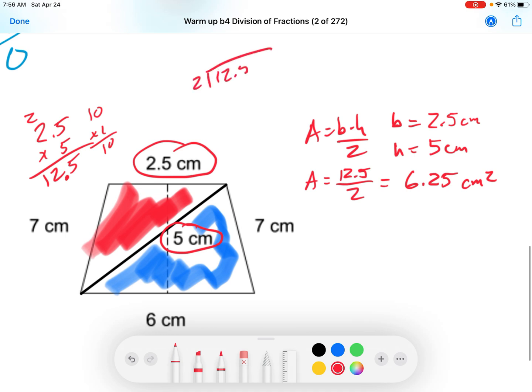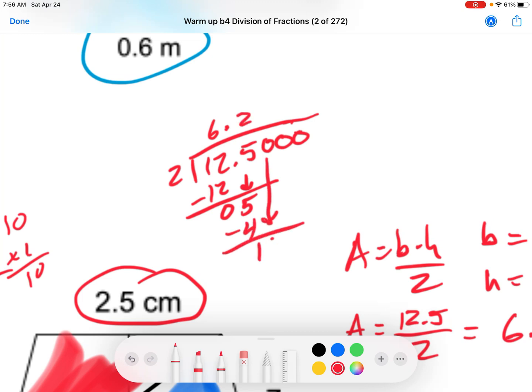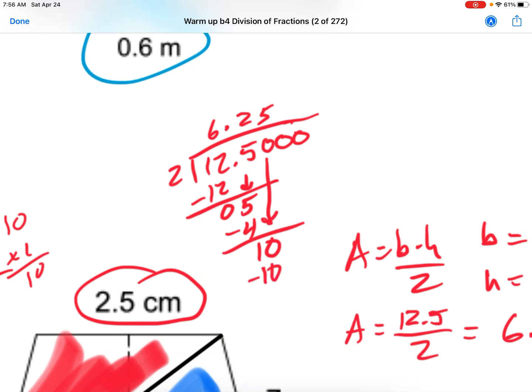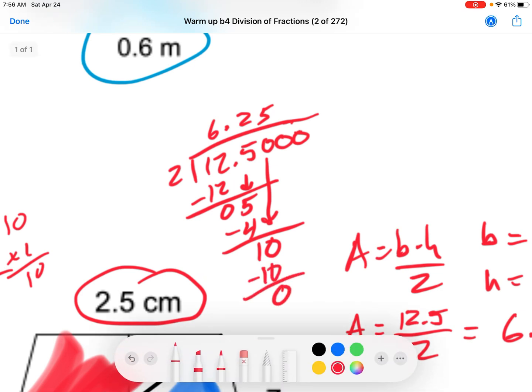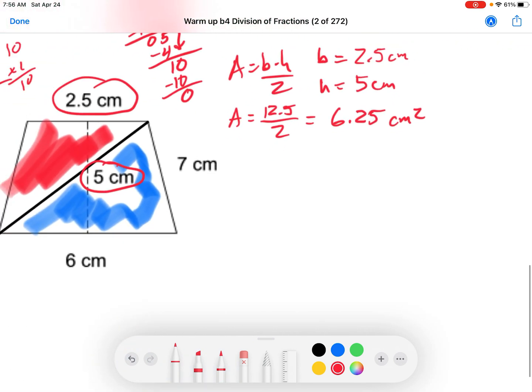2 into 12.5, and I might need some zeros, so I'll just put some zeros in there. How many 2's into 1? None. How many 2's into 12? 6. 0, drop my 5 down. How many 2's into 5? 2 of them. I'm going to have to drop a 0 down. How many 2's into 10? Sorry, that's a 5. There's that 10, 0. That's what I'm looking for, right? Okay, so that's that 6.25 that I was just showing here.